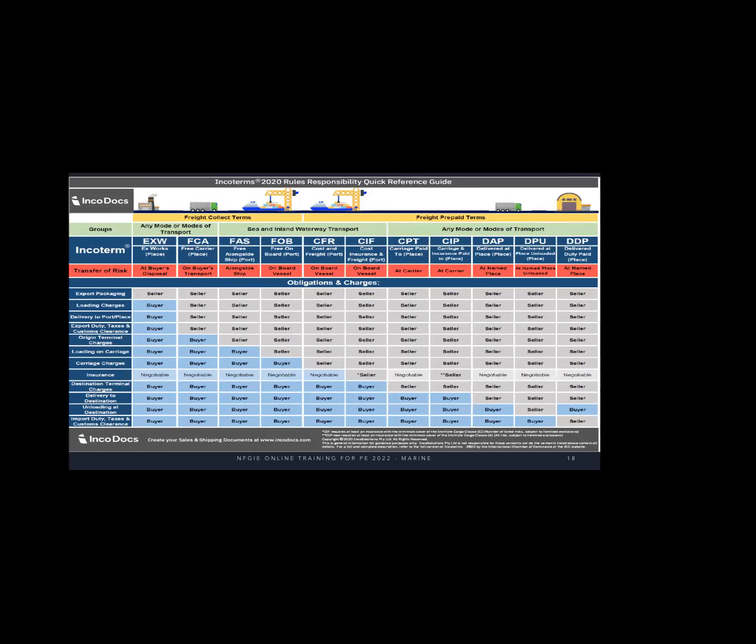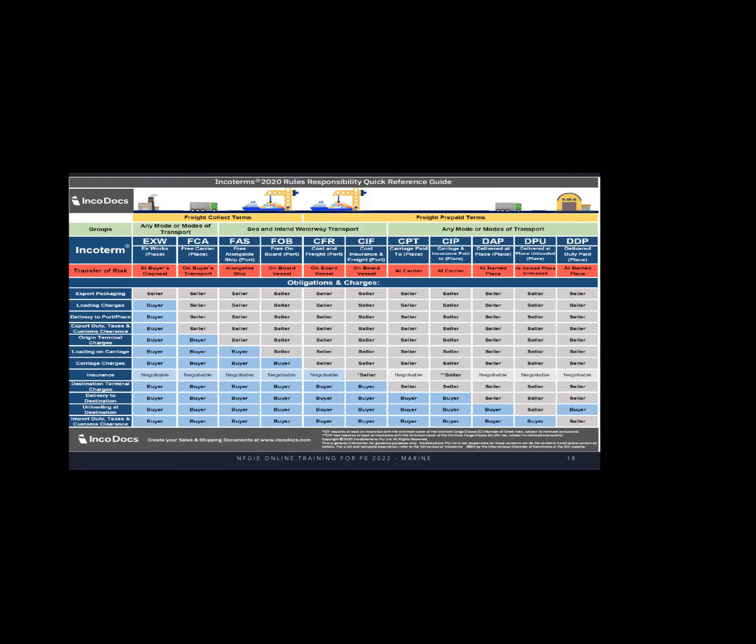Now we will talk about FAS. FAS stands for free alongside ship. Where is the transfer of risk happening in free alongside ship? It is happening when the goods are alongside the ship at the port of loading. Then the transfer of risk takes place.